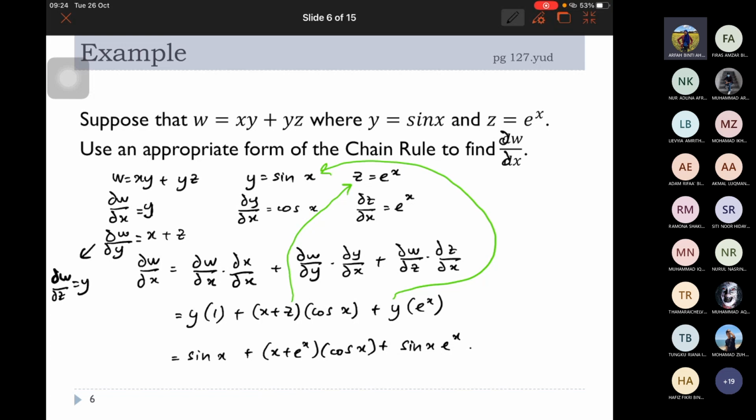Sin X exponential X. Or we can factorise it to become 1 plus exponential X sin X plus exponential X cos of X. Okay. So this is delta W over delta X. Okay.